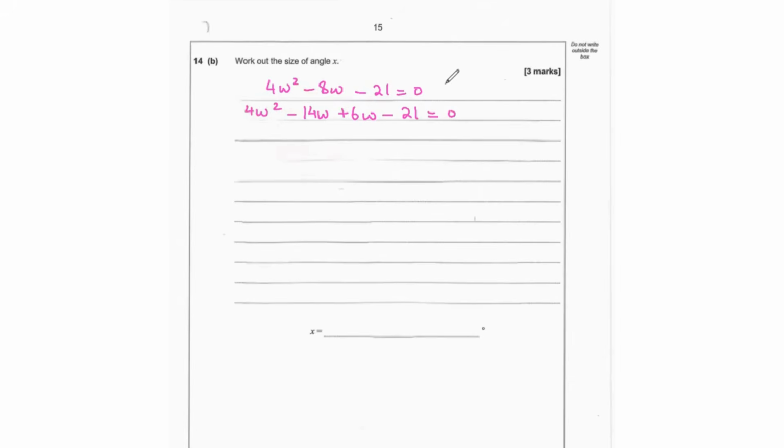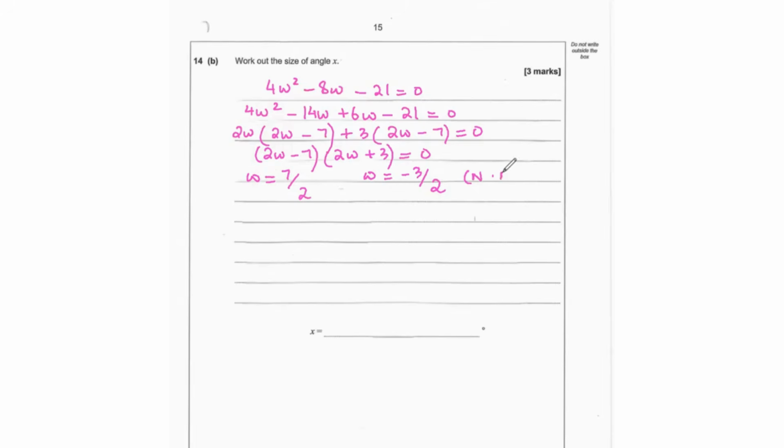Now we're going to split the equation into two groups and factor those two groups separately. The first two terms make one group and the last two terms make another group. So between 4w squared and 14w, we have 2w common. So 2w times 2w minus 7. Between 6w and negative 21, we have 3 common. So again, 2w minus 7 in the bracket. We take 2w minus 7 common and 2w plus 3 comes in the bracket. So one value of w is 7 over 2 and the other is negative 3 over 2. Now w was one of the lengths of the triangle, so obviously the negative one is not applicable.